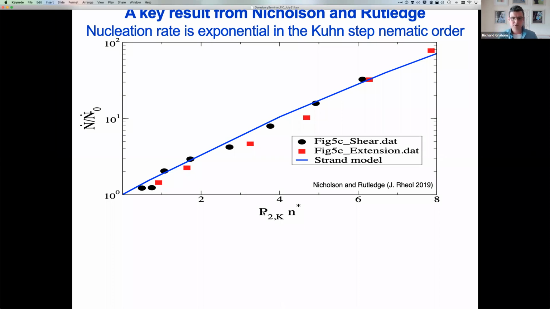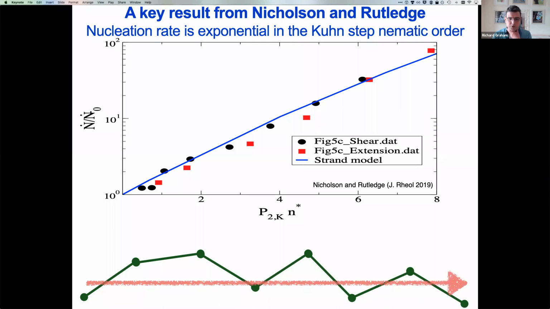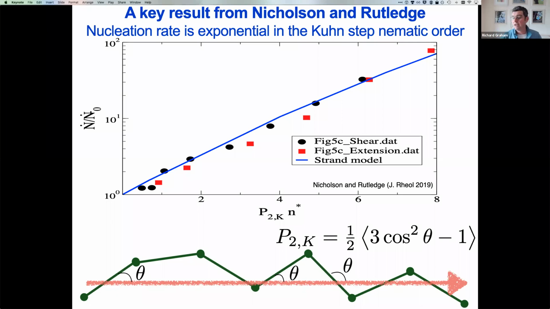So essentially the order parameter they used is this nematic order. It's a well-known order parameter in polymers. Essentially what you do is you pick the principal direction of orientation and you look at the angle that each bond makes with that, and then produce the average of that through the Legendre polynomial. And this gives you an order parameter, which is 0 when the whole thing is completely random, and goes to 1 when everything is completely aligned.